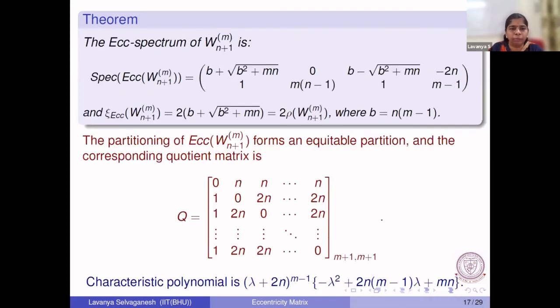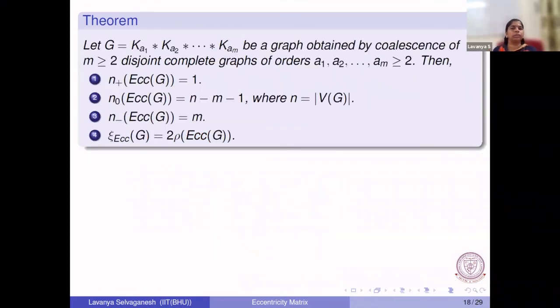Now for the bigger, generic case, that is, the coalescence of m complete graphs. If we choose A1, A2, up to Am to be any integers, and we take the complete graphs of those orders, and we look for the eccentricity spectrum of this graph, then as before, what we had seen for the windmill graph and the m equal to 2 case can be easily generalized to any m. That is, there is always only one positive eigenvalue for this matrix and m negative eigenvalues, m being the number of complete graphs that we take.